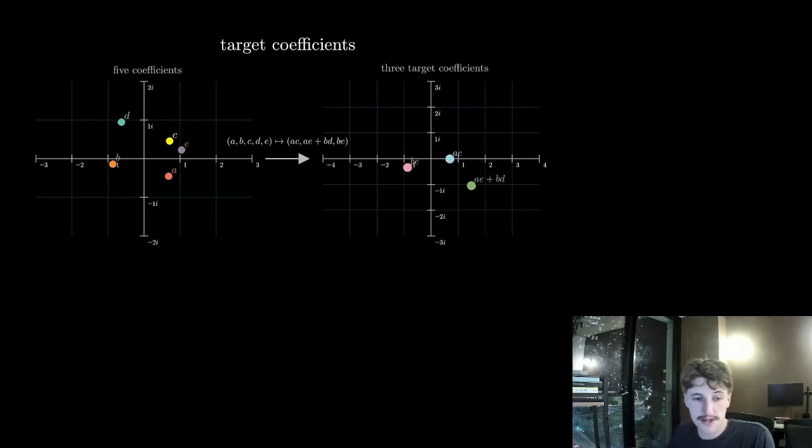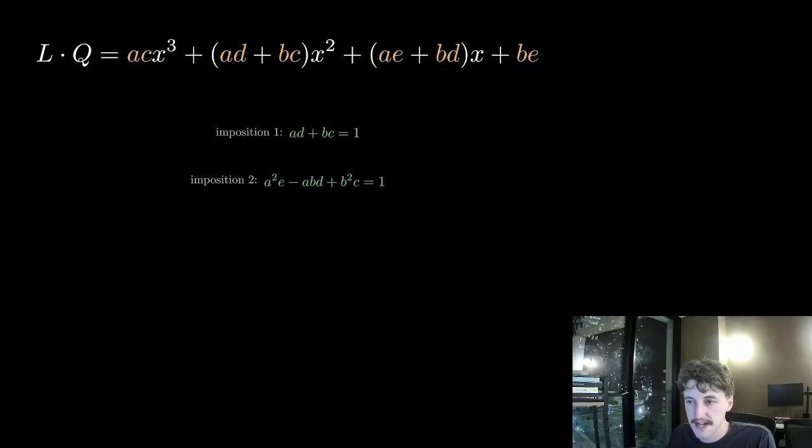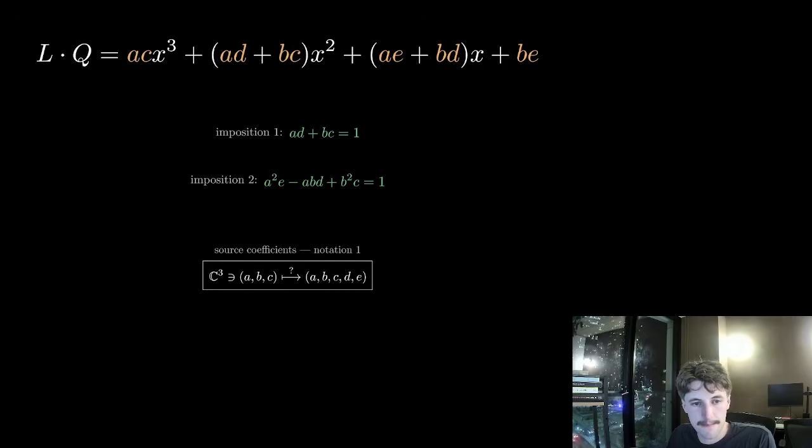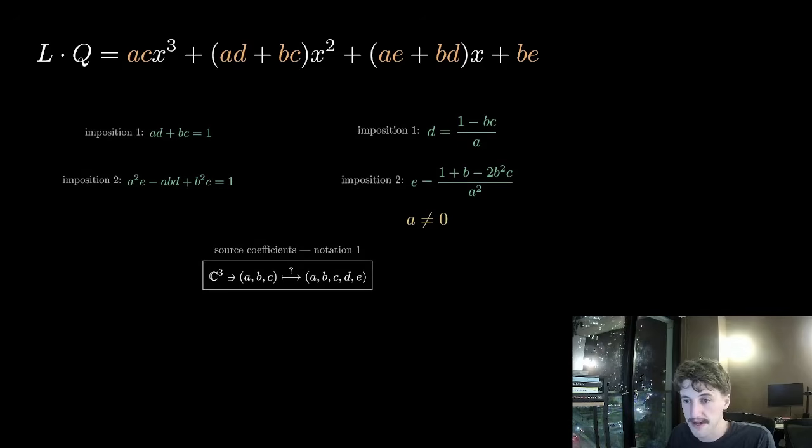But we can express D in terms of B, C and A, and we can express E in terms of B, C and A as well. So I'll show you that. So there's D in terms of B, C and A, and there's E in terms of B, C and A. So this only works when A doesn't equal 0 because we're dividing by A, so otherwise that would be impossible.